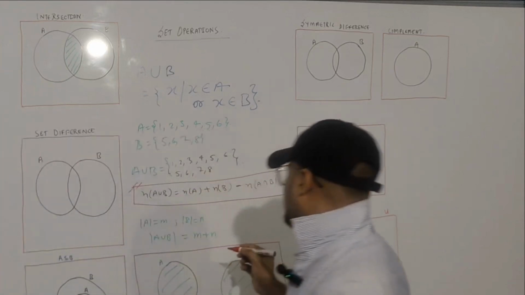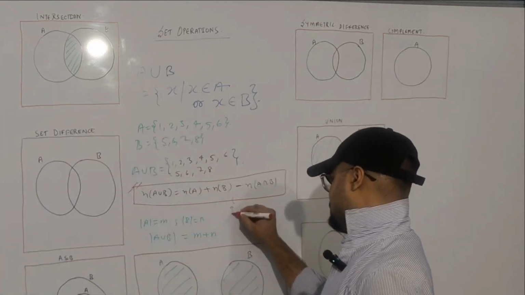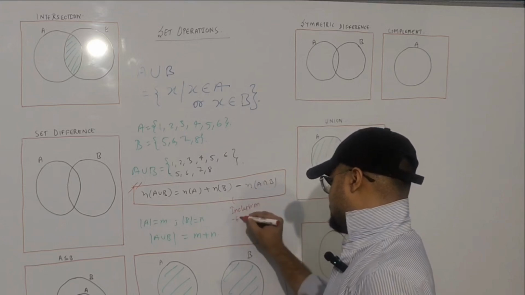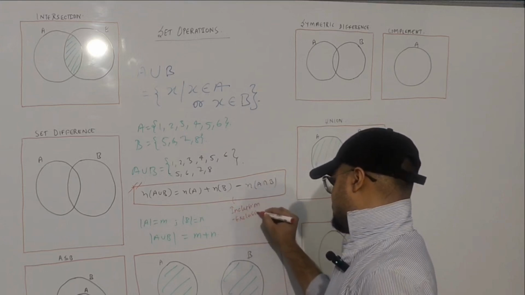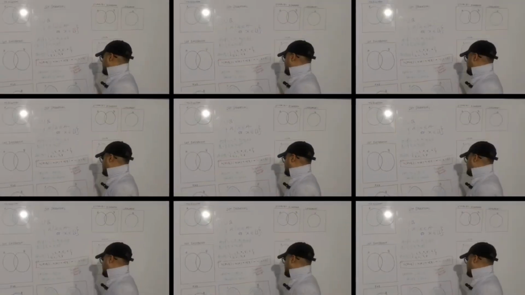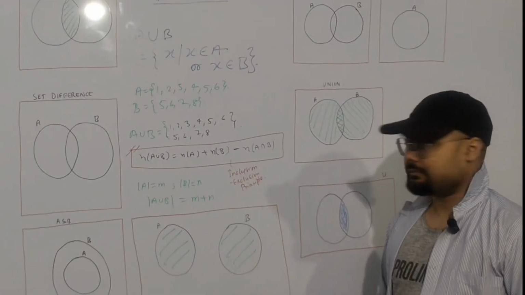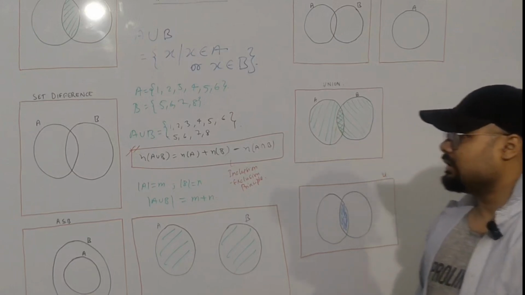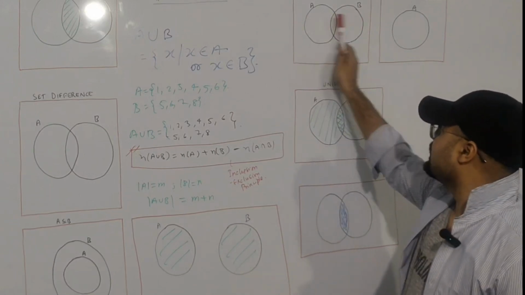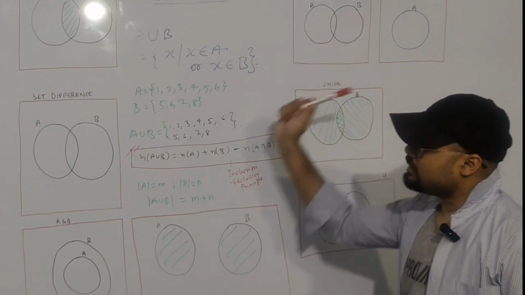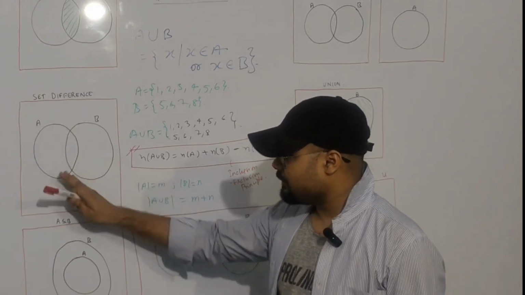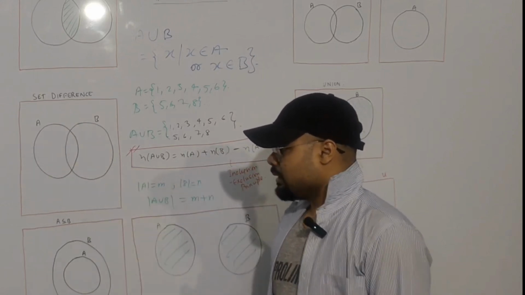This is the principle of inclusion and exclusion. Now I told you about the Venn diagram. In this Venn diagram, this is about two arbitrary sets. Any two arbitrary sets are represented by two circles, and there's going to be one intersection part.